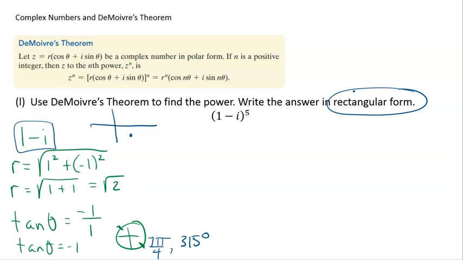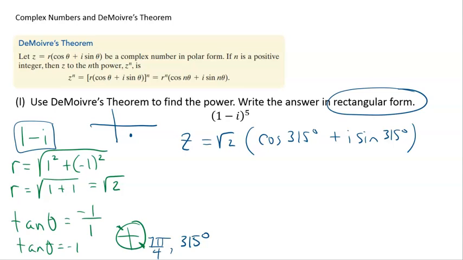So now I'm writing just z. I know that z is equal to my modulus, which is square root of 2. And remember, it's cosine of theta, which is 315 degrees, plus i sine of theta, which is still 315 degrees. So that is in polar form. So 1 minus i is equivalent to square root of 2 cosine of 315 degrees plus i sine of 315 degrees. Now, I need to raise that to the 5th power.